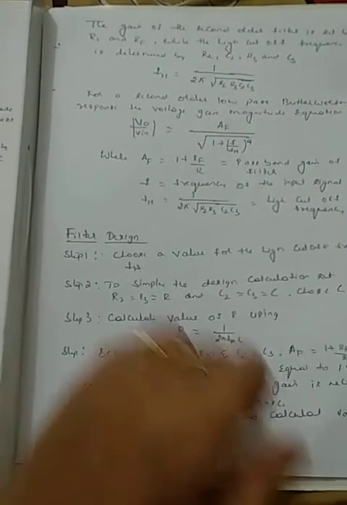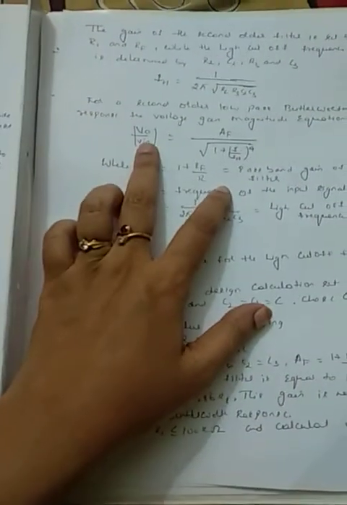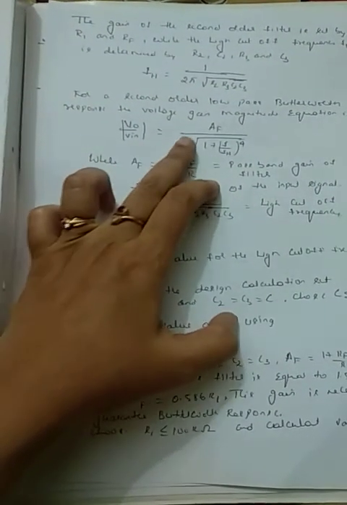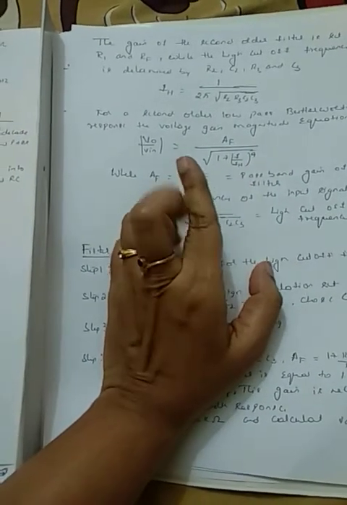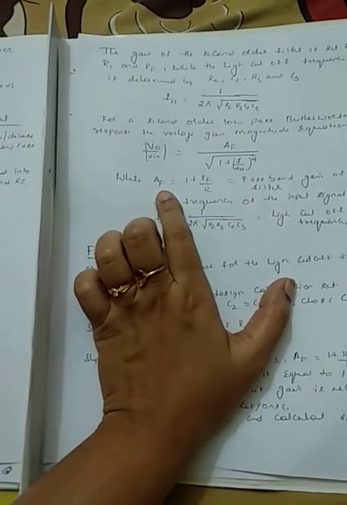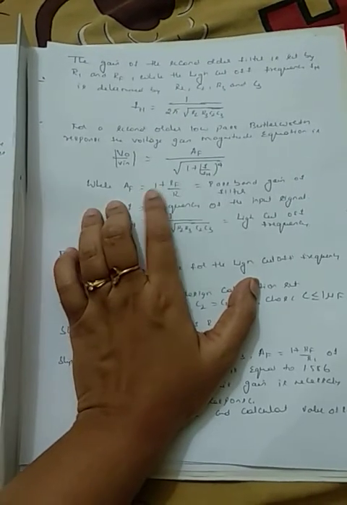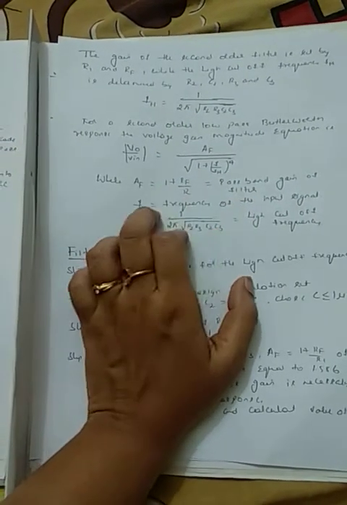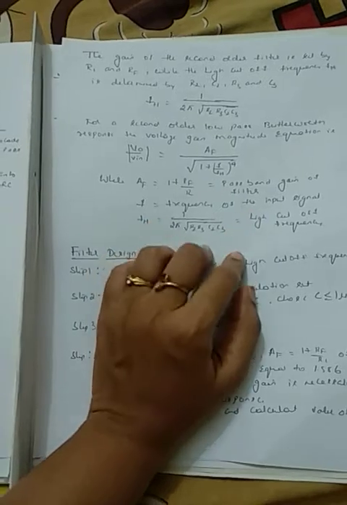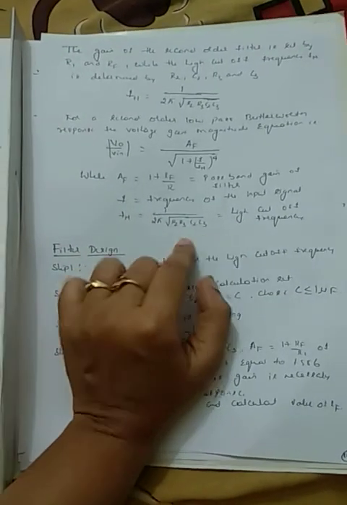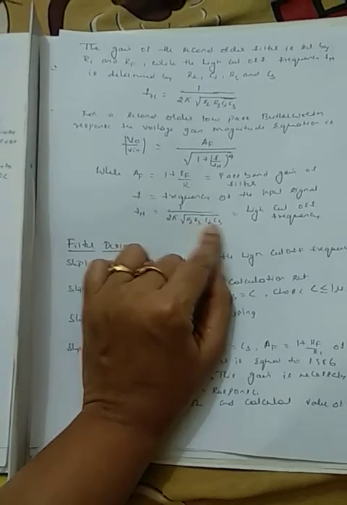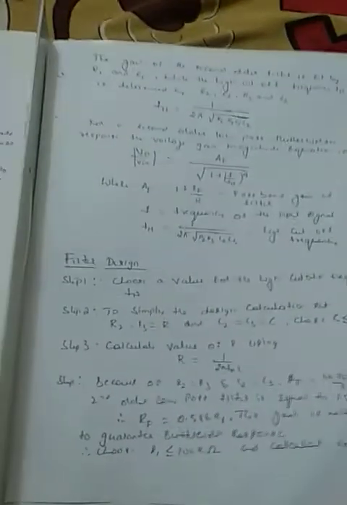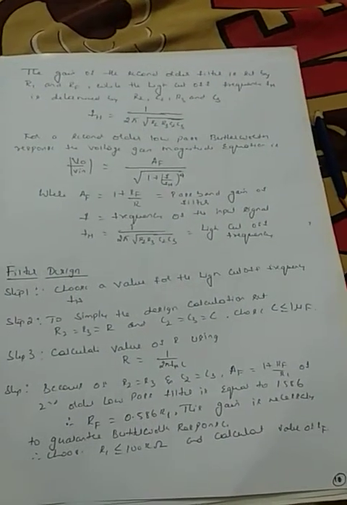For a second order low pass Butterworth filter, the voltage gain magnitude equation is given by V0 by Vin equal to AF divided by the root of 1 plus F divided by FH whole power 4. There it was power 2, here it is power 4. Where AF is the pass band gain of the filter, 1 plus RF by R1. F is the operating frequency of the signal. FH is the higher cutoff frequency, equal to 1 divided by 2 pi root of R2 R3 C2 C3. This is the equation for the higher cutoff frequency, whereas in first order it was only 1 divided by 2 pi RC.